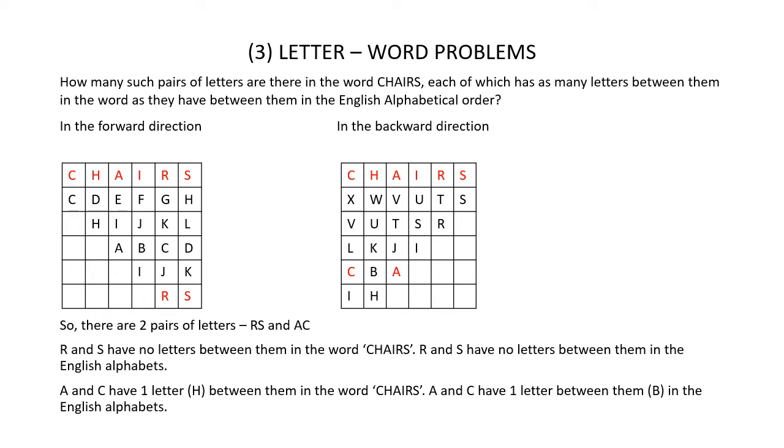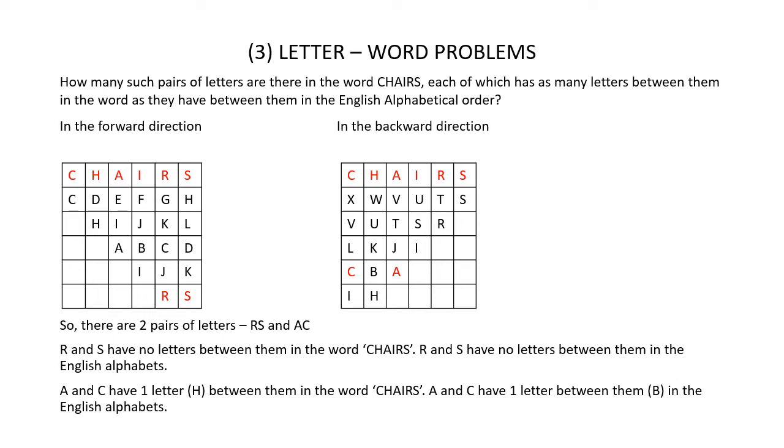So write H in the next row. Then write the letters that come after H in the alphabetical order. So write H, I, J, K and L. Now compare these letters with the letters in the word CHAIRS. You'll see that I does not match with A, J does not match with I, K does not match with R, and L does not match with S. So in this row also there is no answer pair as required.